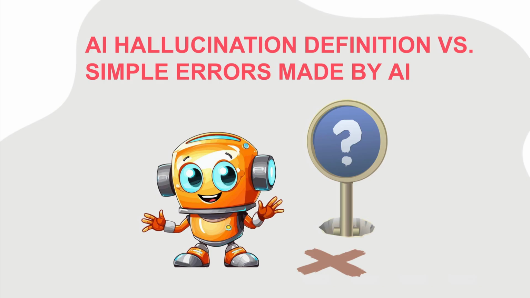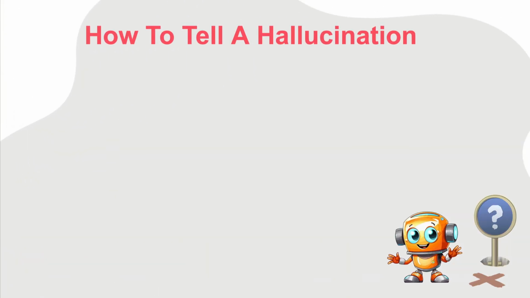So let's start by talking about what exactly is an AI hallucination. Then we'll talk about what are simple AI errors and how you can determine the difference. So first, we'll start with how to tell a hallucination. Hallucinations typically have a few recognizable patterns.